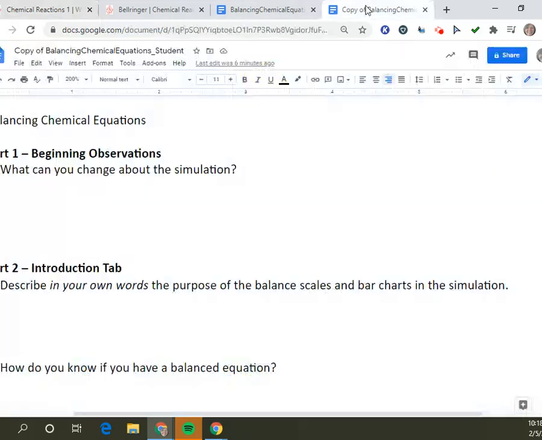All right, so we've kind of seen part of this. Let's go back and look at our questions. What can you change about the simulation? You probably could answer something right there. You can change the tools that you're using. You can change the coefficients, right? You can probably go ahead and answer the next 2 as well. Describe in your own words the purpose of the balance scales and bar charts. So we kind of saw that. And how do you know if you have balanced the equation? Go ahead and answer those 3 questions.